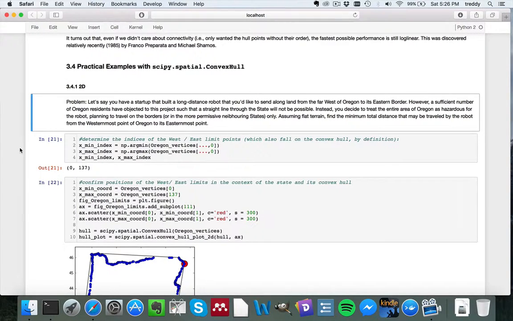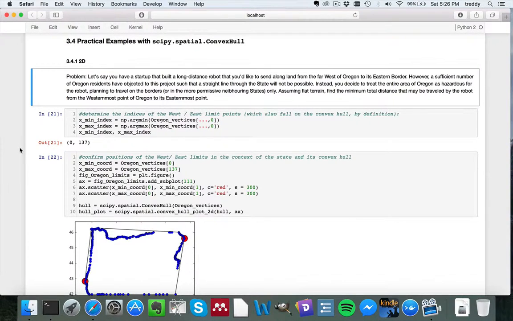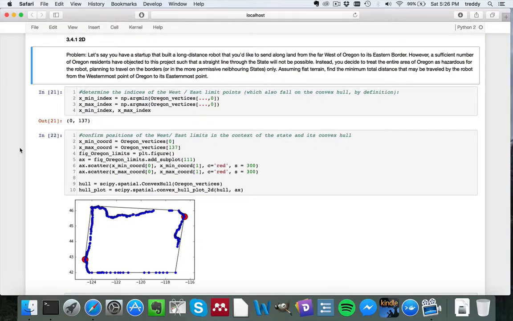So let's start off with a specific problem, which I've just sort of cooked up. Let's say you have a robotic startup, and what you basically want to do as a test drive is to make your land robot walk from the westernmost point of Oregon to its easternmost point. But it turns out that the residents of Oregon don't want this robot walking through their properties or through their hiking trails, and so you've decided that you're going to use the perimeter of Oregon for the route, and you've also found out that the neighboring states are a bit friendlier about using their land.